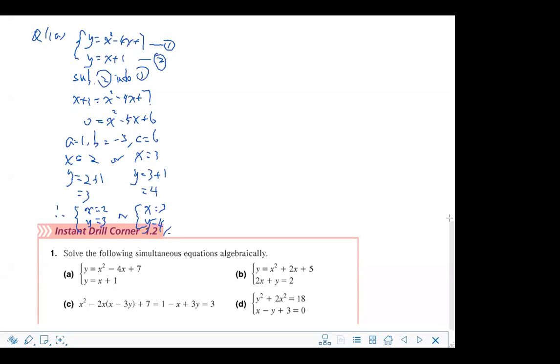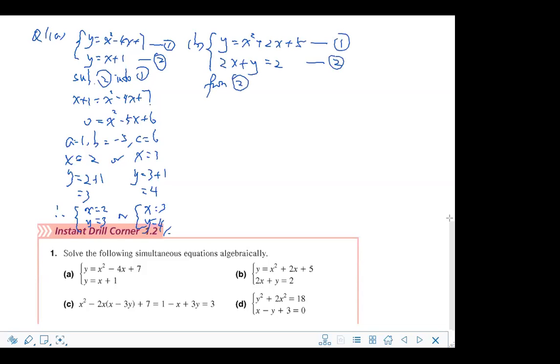And then number 1B. So y equals x squared plus 2x plus 5. Label this to be equation 1. And then 2x plus y is equal to 2. Label this to be equation 2. And then we will start with the one with no square term. So that is equation 2. And there is no subject here, so I need to change the subject.